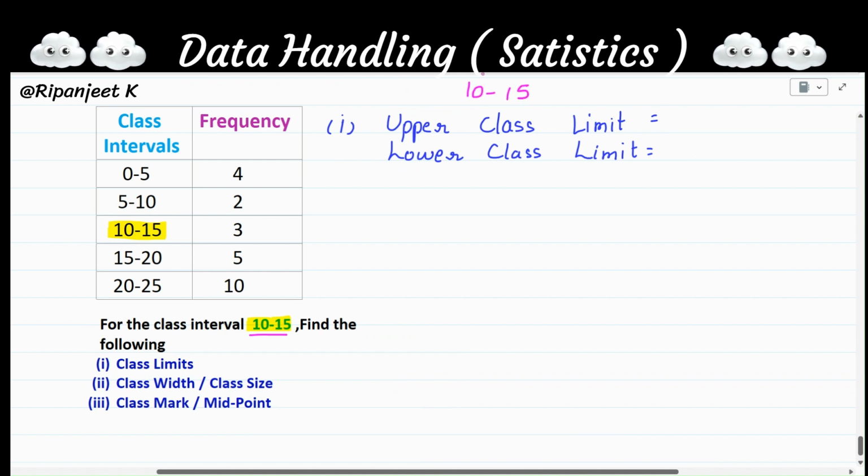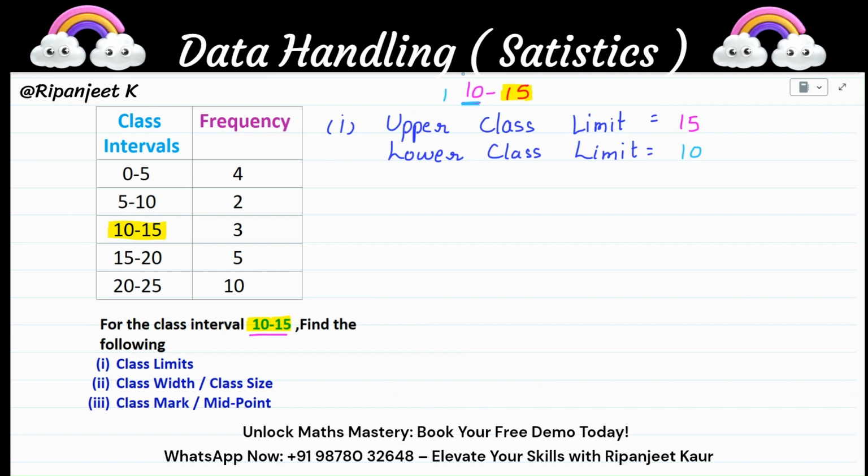See over here, the number on the right is simply the upper class limit, and the number on the left is called the lower class limit. Simple. So this number from where the class starts is the lower class limit, and this is the upper class limit. So for the 10 to 15 class interval, the upper class limit is 15 and the lower class limit is 10.